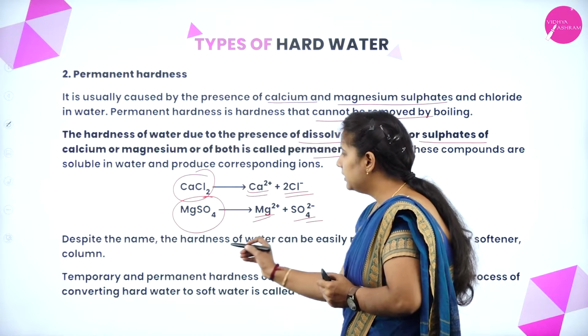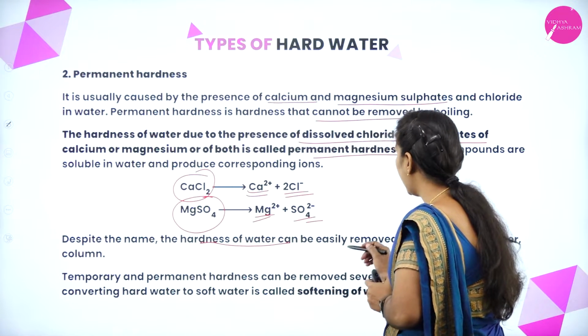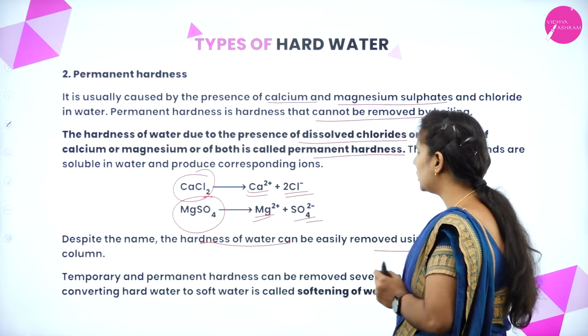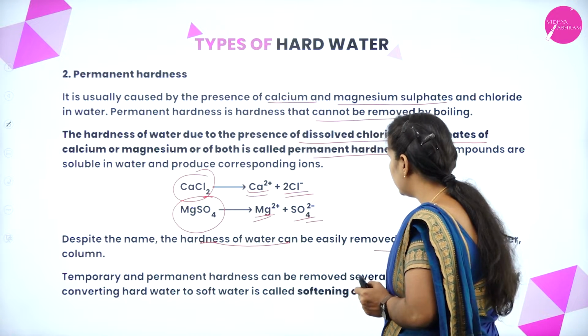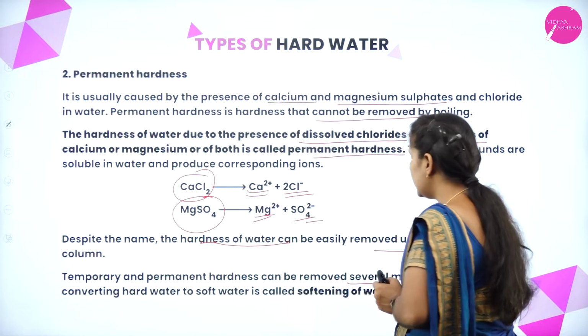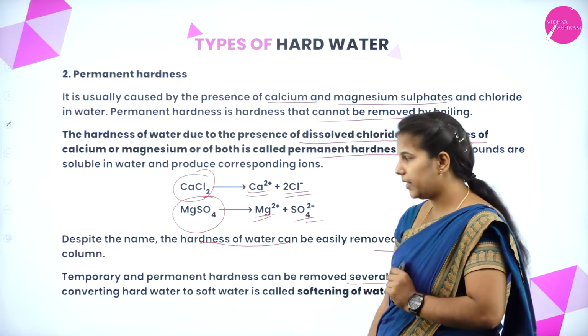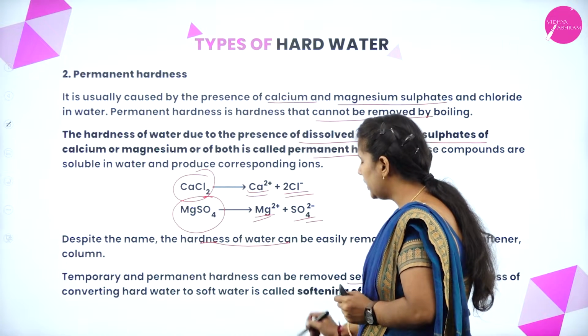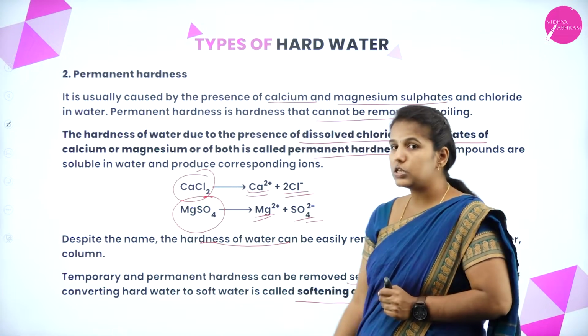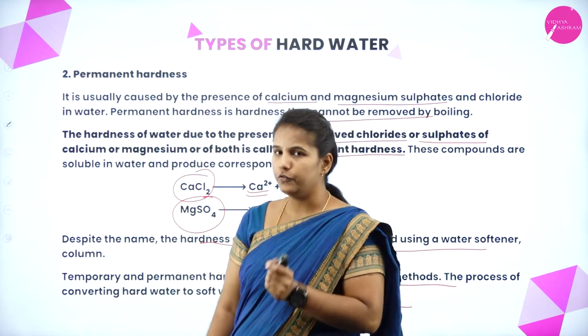Despite the name, the hardness of water can be easily removed by a water softener column. Temporary and permanent hardness of water can be easily removed by several methods, and the process of converting hard water into soft water is also known as softening of water.